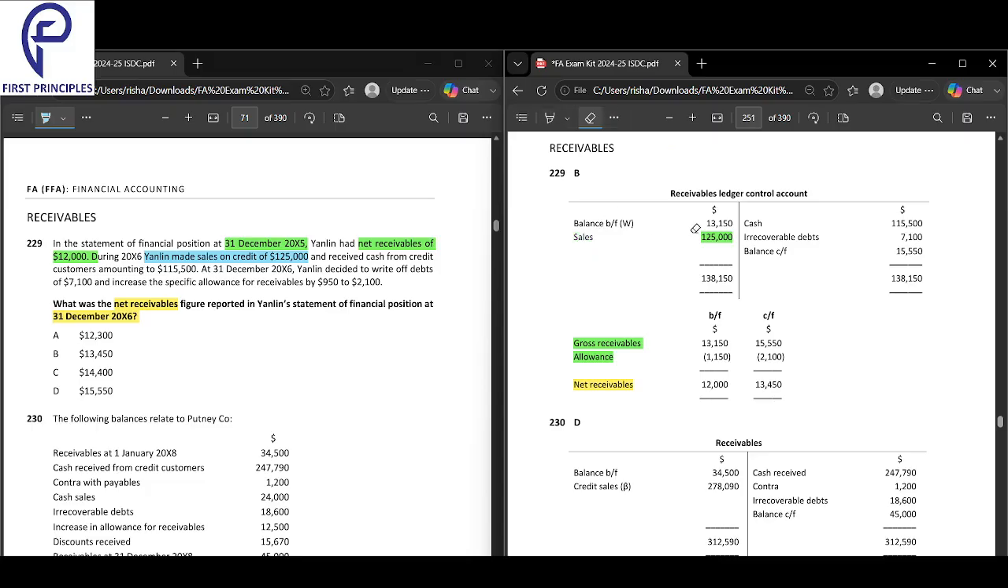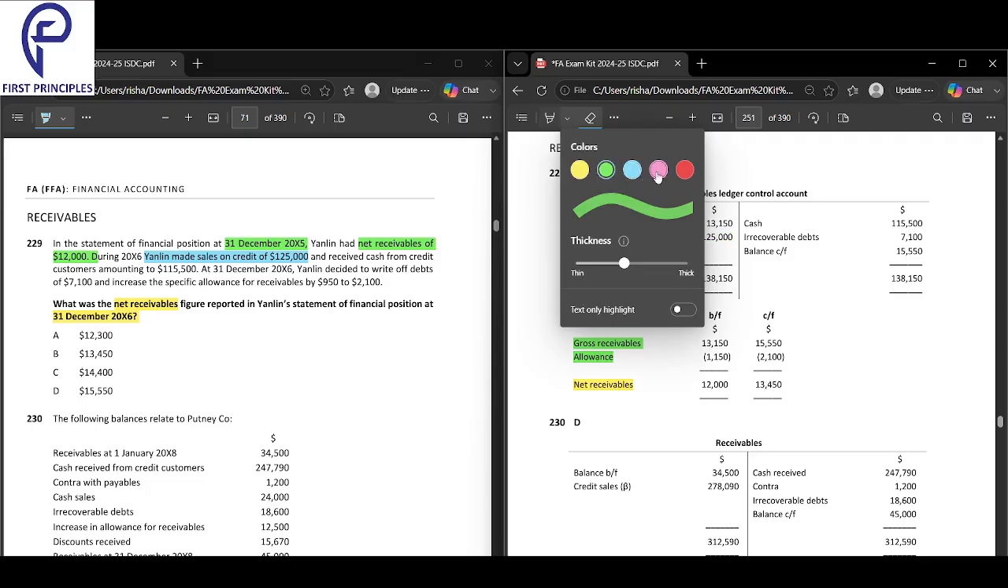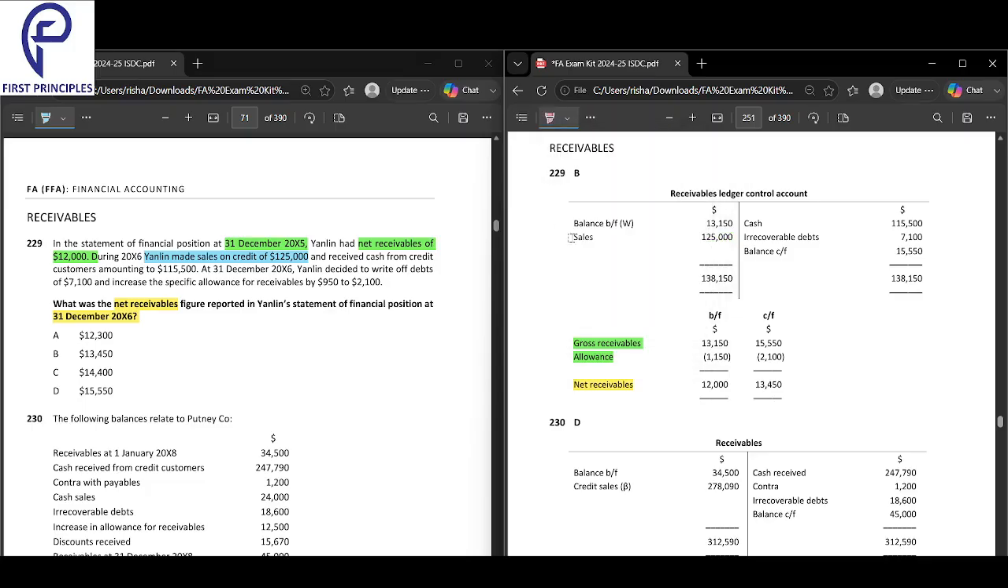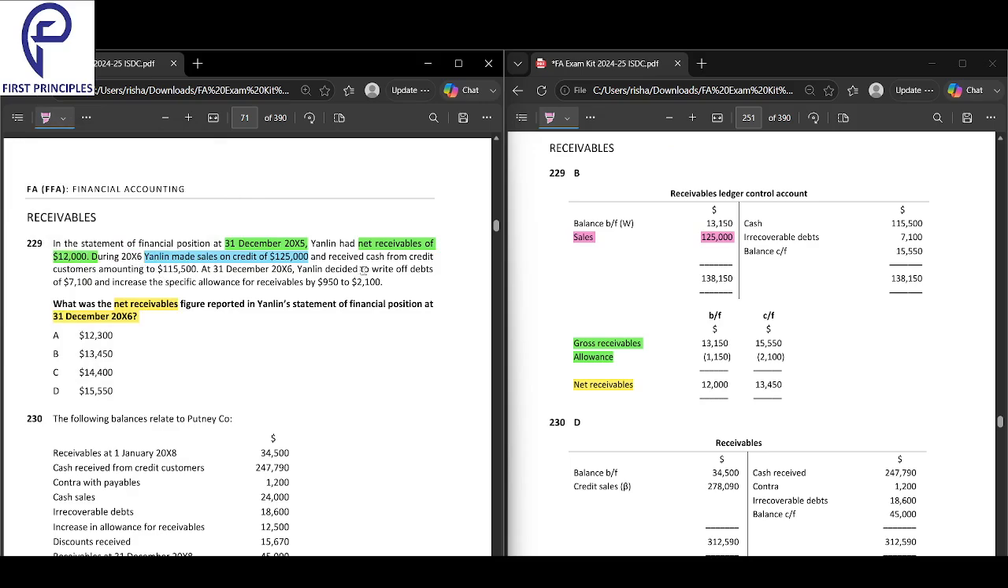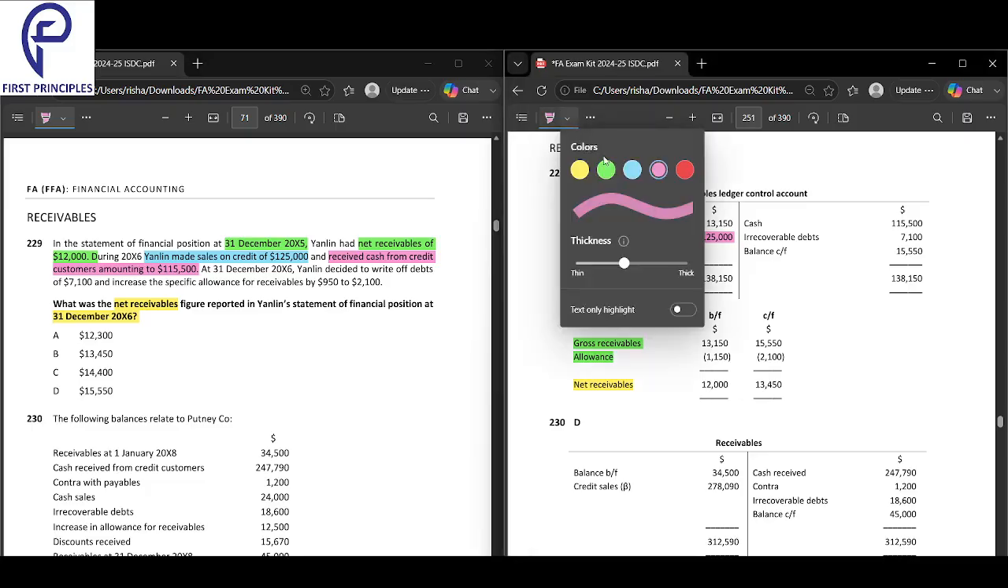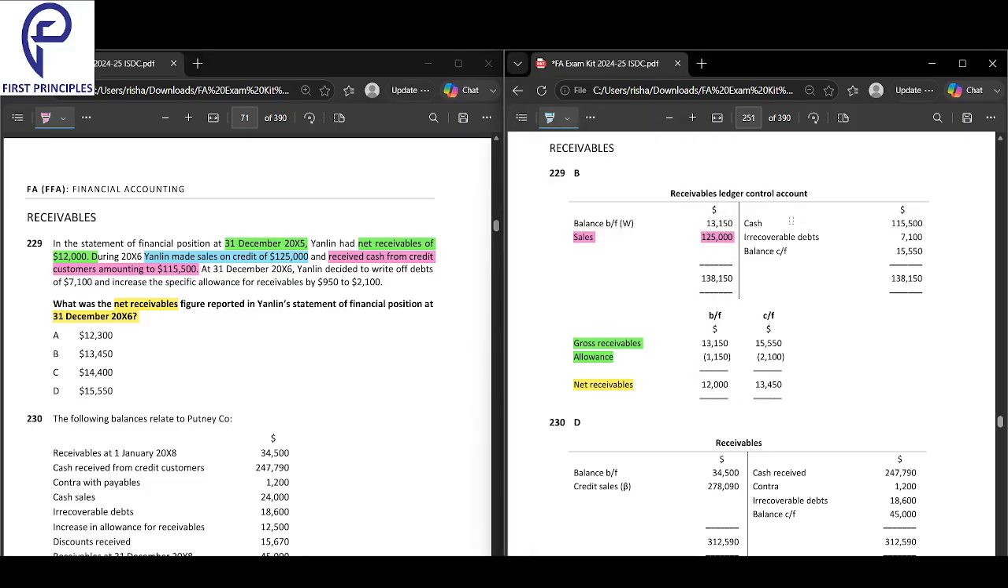Okay. So what are our credit sales during the year? 125,000. This is more we have sold, so now we will have more receivables. Sales is 125,000, and we received cash from credit customers of 115,000. So this will reduce our receivables. Logically, if you receive the cash, your receivables will reduce, so it will be on the opposite side.